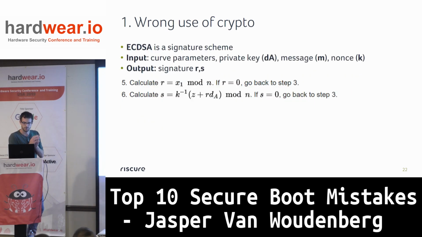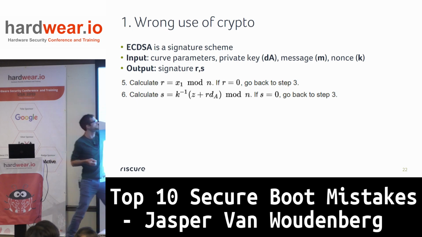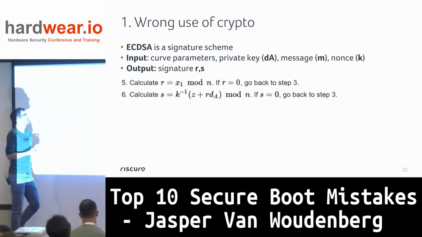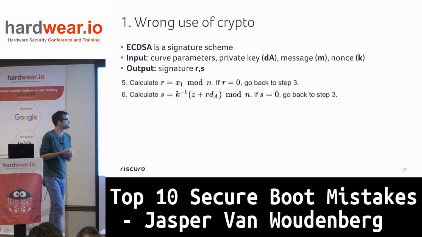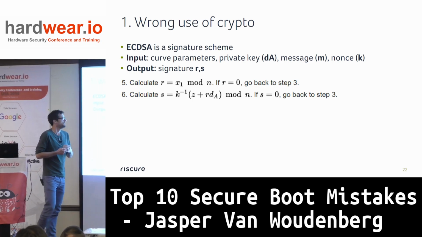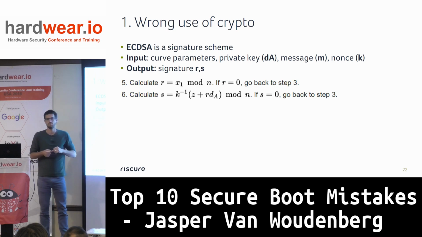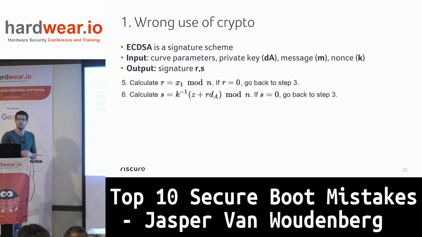My mother always told me to never put math on slides, but here we go. ECDSA is a signature scheme, and it has a bunch of input parameters, but the main one to remember is that DA is the private key, M is the message, and K is the nonce. And we control M, usually as the attacker. Now, the way that this is supposed to work is that the nonce stands for number used once, that number is used once.